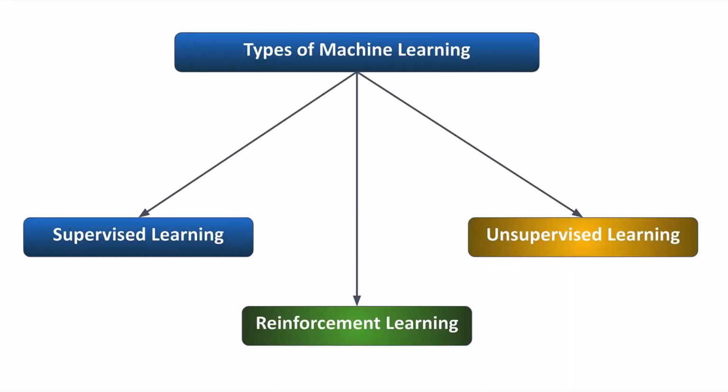There are three main types of machine learning: supervised machine learning, unsupervised machine learning and reinforcement learning. We will cover the basic introduction of all these three, but before that we need to look at a few machine learning terminologies which will help us understand these types better.